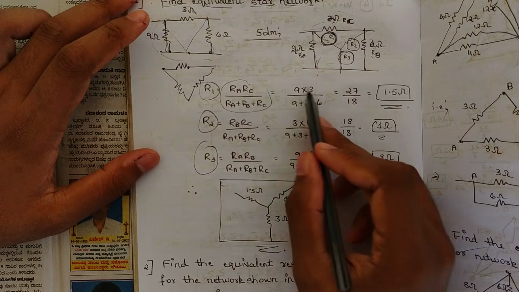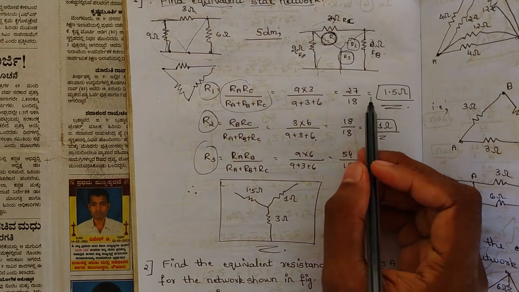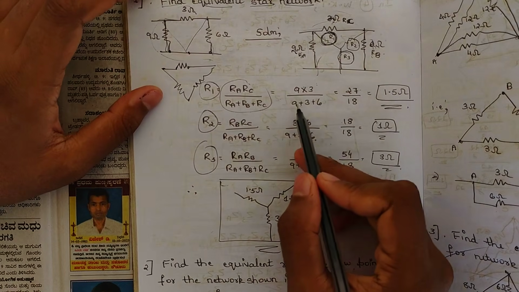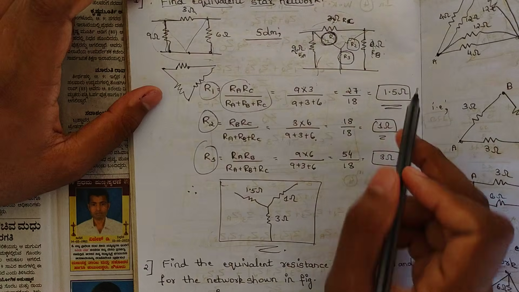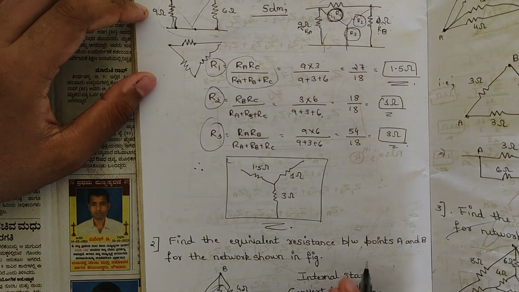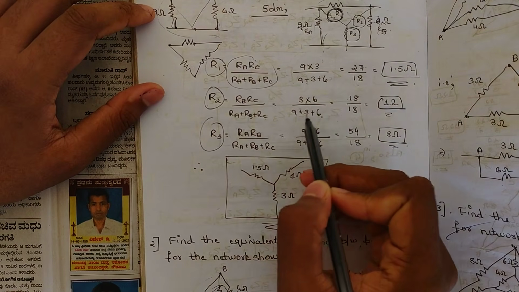Solve it. When we solve for R1, we would be getting 9 into 3 divided by 9 plus 3 plus 6. That is equal to 9 3s are 27, by 9 plus 6, 15 plus 3 is 18. 27 by 18, if you solve it, you would be getting 1.5 ohm. Similarly, solve for R2, that is 3 into 6 divided by 9 plus 3 plus 6.